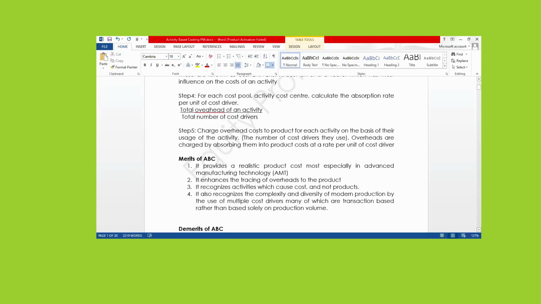Then finally, it recognizes the complexity and diversity of modern manufacturing environments, modern production, by the use of multiple cost drivers, many of which are transaction-based rather than based solely on production volumes. Please, you are going to try to learn like 3 or 4.